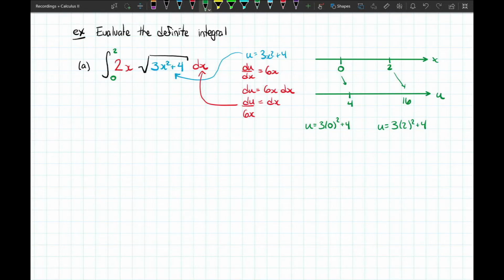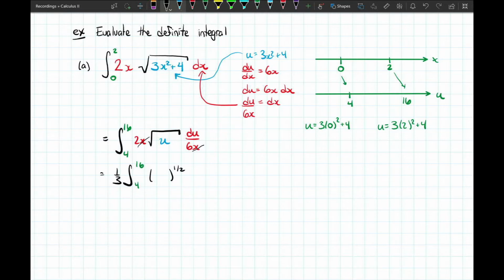Well, here, I just need to rewrite the integral. From 0 to 2 is now going to be changing to the interval for u from 4 to 16. And I'm going to leave this 2x because I'm not substituting anything in there, but I will change my 3x squared plus 4 to simply just be u, and my dx is going to end up being du over 6x. And that is going to ensure that the x's are removed from the integral, making this just 2 over 6, which is 1/3. 1/3 is a constant that can be pulled out front, and then it's simply just a matter of integrating the square root of u, which may be worthwhile to write as u to the 1/2.